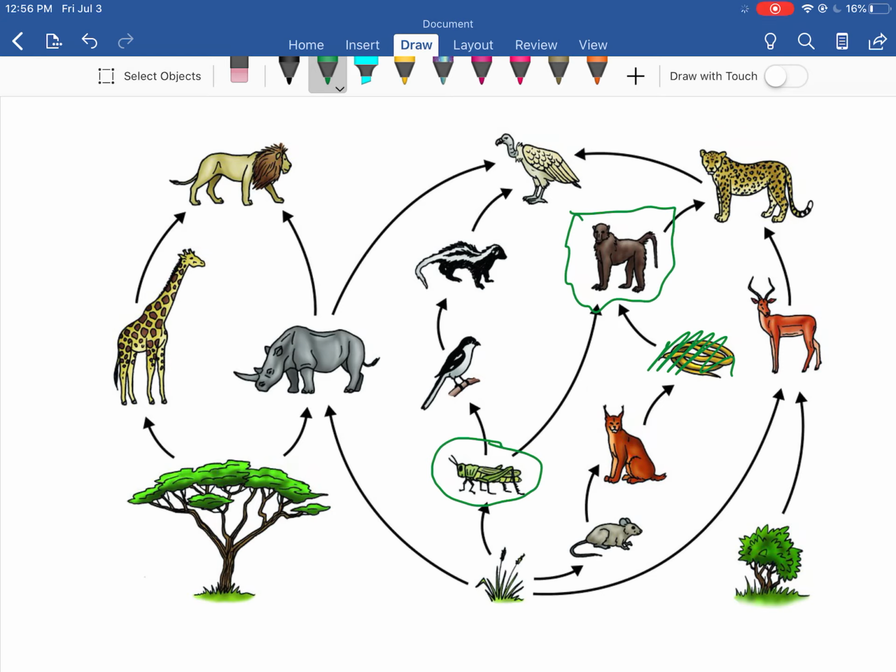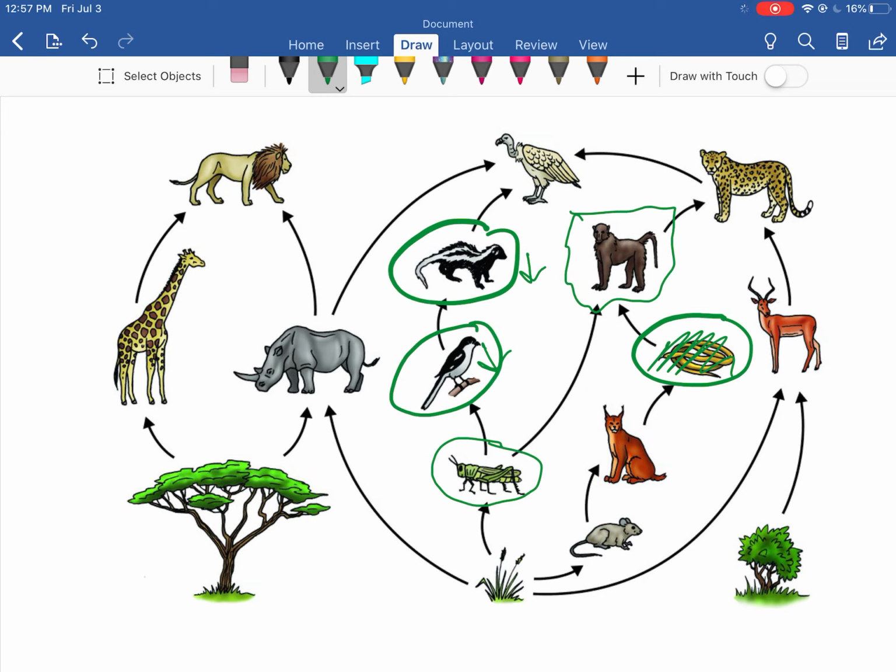What do you think is going to happen to the grasshopper population? It's going to go way down, because the baboons are just going to go crazy eating it. So now the grasshopper population goes down. Well, this bird eats the grasshoppers. That population is going to go down. The skunk-looking creatures eat these birds. That population is going to go down. So now you're starting to see a change over here is already impacting the other side. It's crazy what happens.